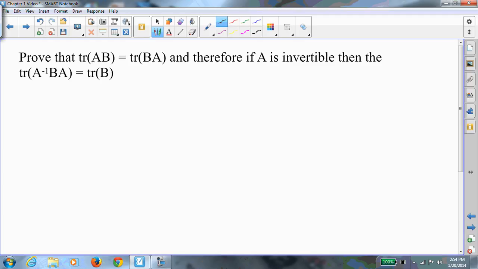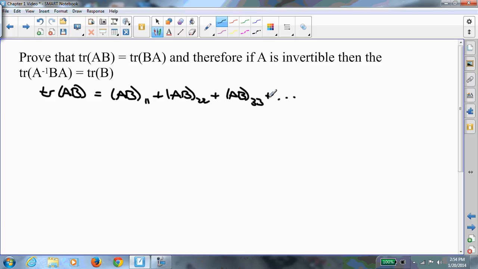And I'm going to start with my trace of AB. And you don't have to write this step, I just want to list it out. So basically I'm taking the first row, first column of AB, plus the second row, second column of AB, plus the third row, third column of AB, and I'm adding them all up. So I'm going to rewrite this as a summation instead. This would be the summation k equals 1 to n of the kth row, kth column component of the product AB, and the summation adds them all up.